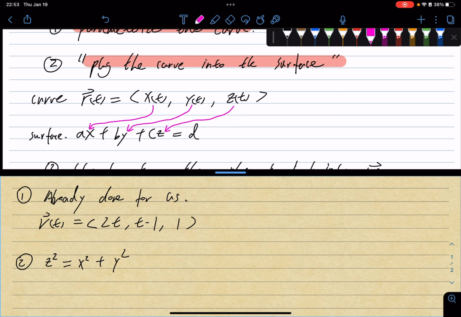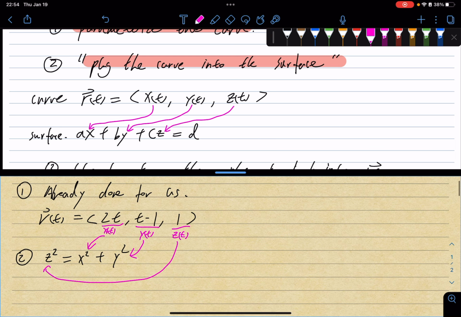So this is our x of t, so we're gonna plug into here, and this is our y of t, so we're gonna plug into here, and this is our z of t, even though we don't really have a t. So that goes to here. So this will end up being 1 squared plus 2t squared plus t minus 1 squared.